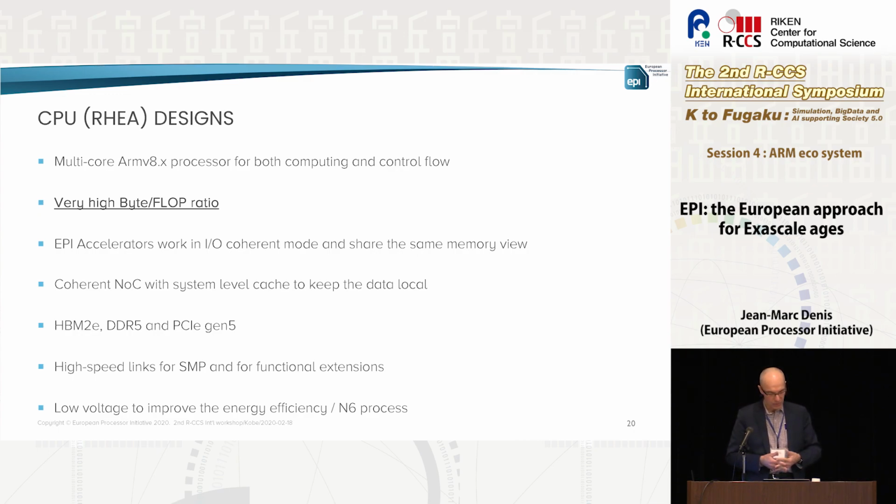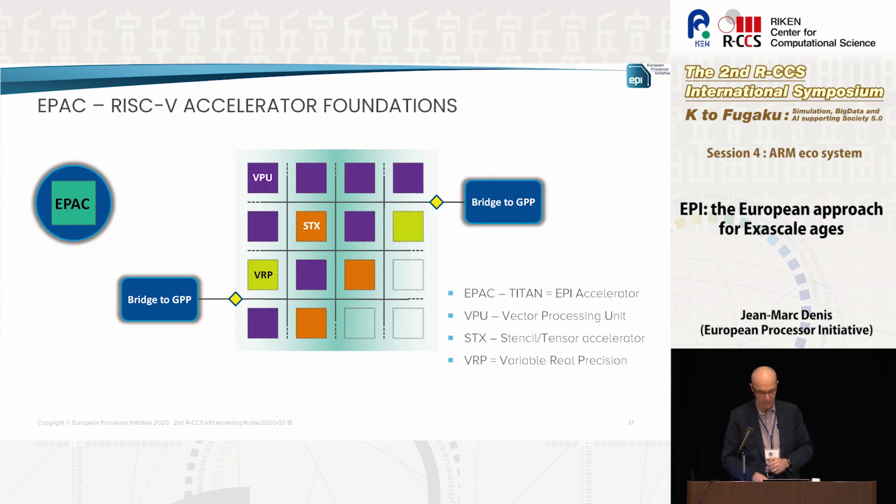The network on chip will be coherent at the cache level, whatever the IP we implement on the NoC, as long as the open platform specifications are reached. We are going to implement HBM2E, DDR5, and PCI Express Gen 5 from the beginning. We also have CCIX links for SMP up to 4 sockets, and in terms of physical specification, low voltage, in order to reduce the power consumption. And we are going to work with the TSMC N6 process, which is an evolution of the 7 nanometer process.